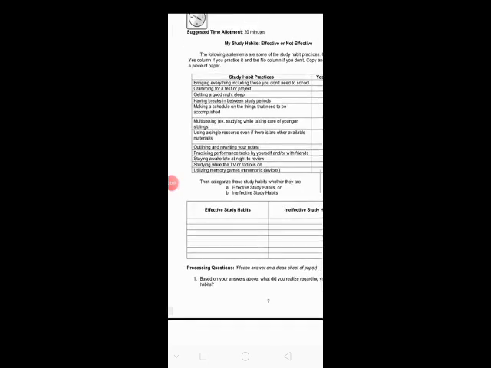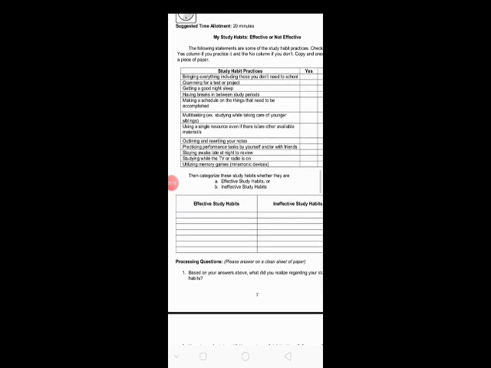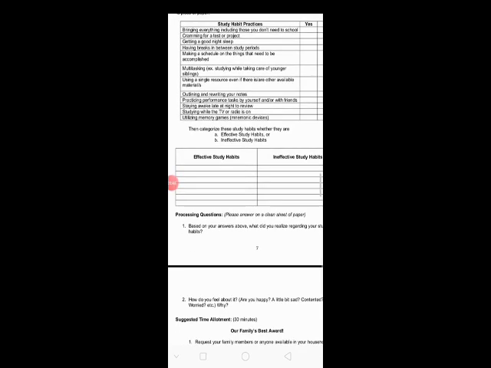Then, below the activity, in My Study Habits, Effective or Not Effective, you need to categorize these study habits whether they are effective or ineffective. When we say effective, these are helpful activities, habits, or practices, and ineffective are the not so helpful practices. You will categorize the statements above if they are effective or not effective.